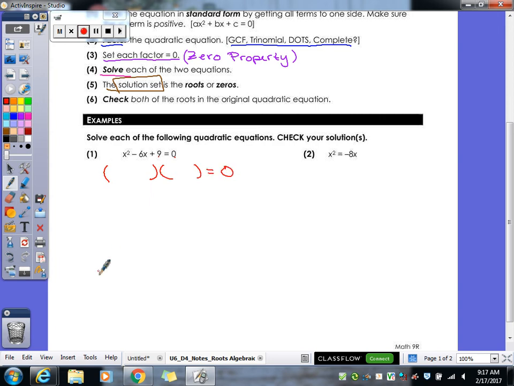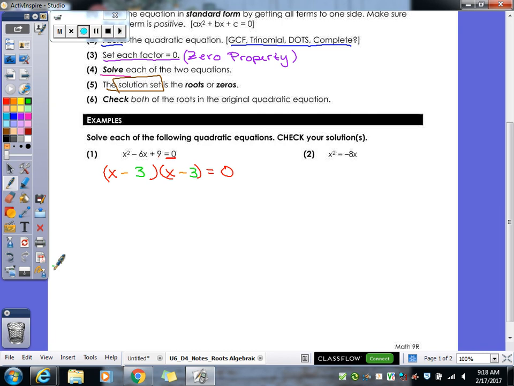I'm going to set up my 2 sets of parentheses. After my parentheses, I keep the equals 0, just like we have up here at the beginning. To get my x squared, that would be x and x. Will our signs be the same or different when we factor? Same, they're both going to be negative. Then we're looking for what multiplies to give us 9 but will add to give us 6. 3 times 3.